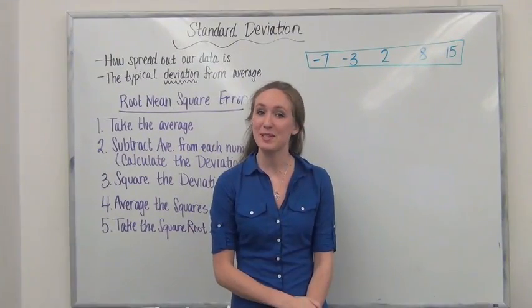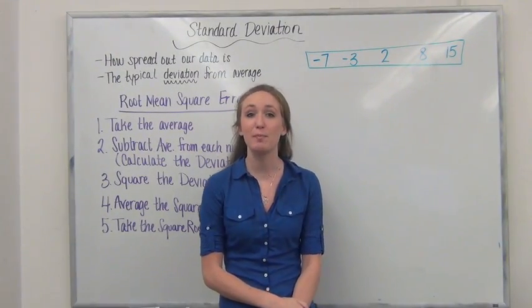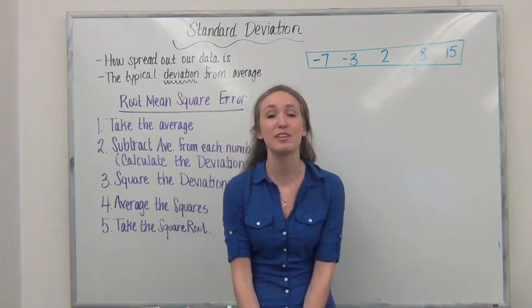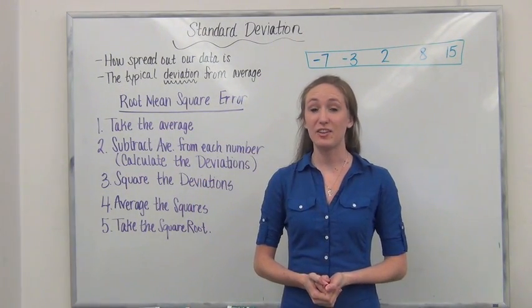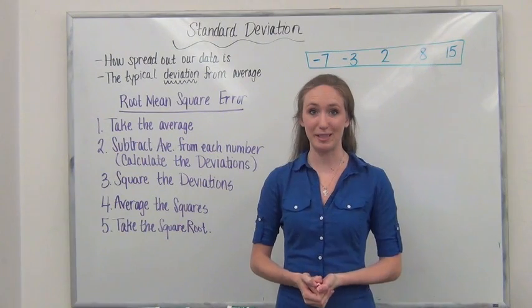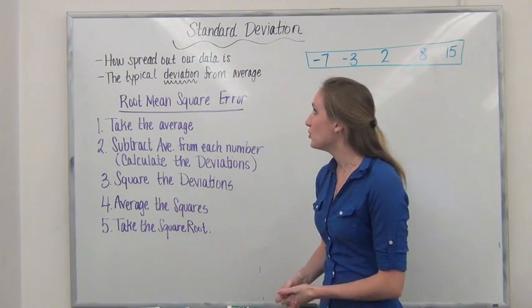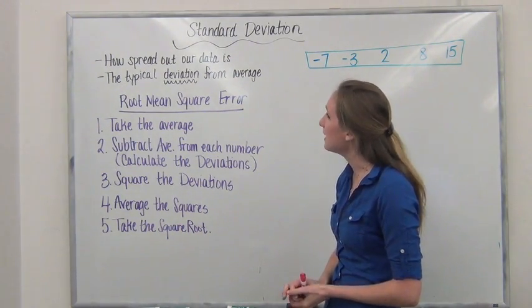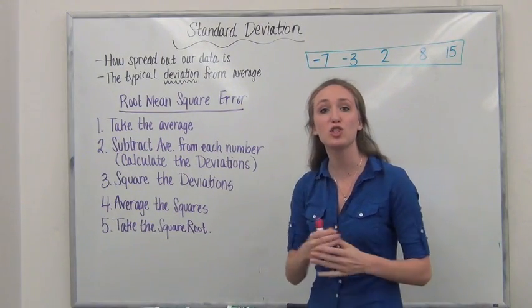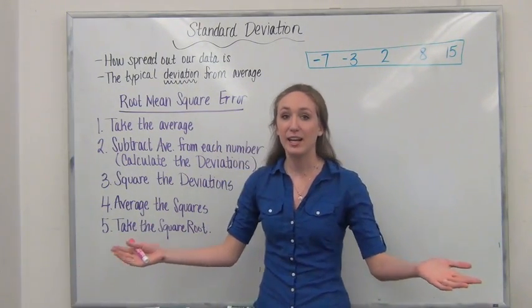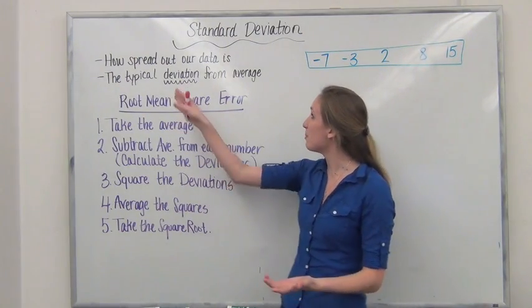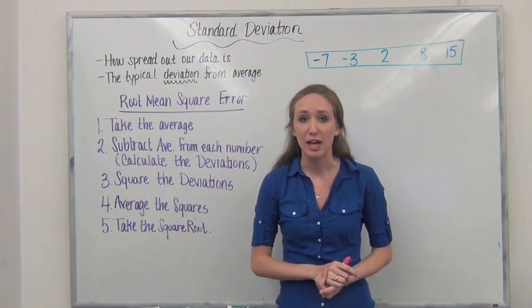So to continue on with the standard deviation, which some of you may or may not have heard of, if you have a scientific background, for instance, standard deviation is used extremely commonly when you're collecting data for science. So what the standard deviation means, it's a measurement of how spread out our data is. Its definition is the typical deviation from average. And what does that mean?